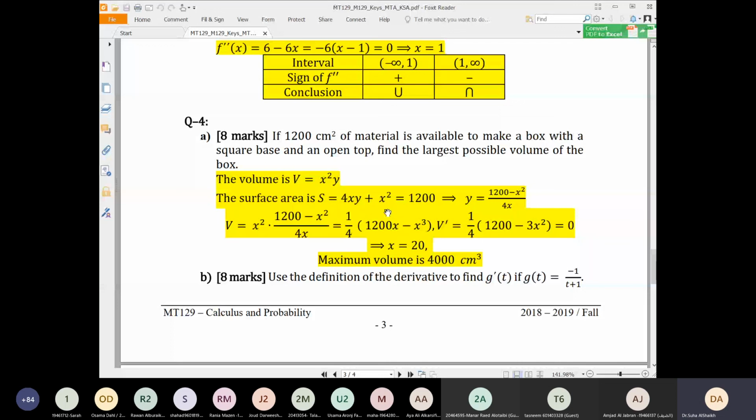So from here you will get y is 1200 minus x squared divided by 4x, substituted in the original equation. The original equation will be this. Find the derivative. Let the derivative equal to 0. Get the x. Substitute to get the y. And then the question actually is not asking for the dimensions. It's asking for the largest volume. So you will get the largest volume is 4,000. Okay? So this is an example to practice with. Take this example and practice on it.